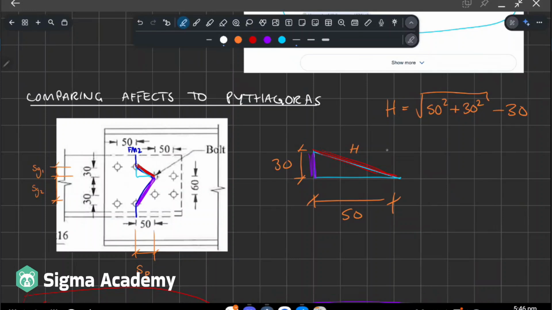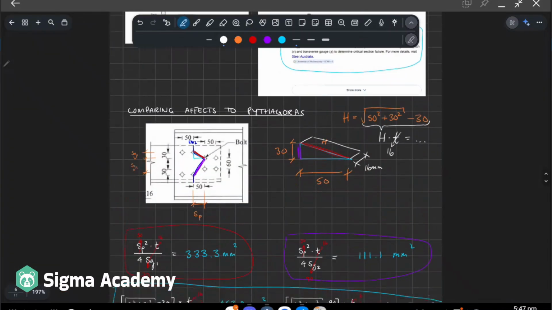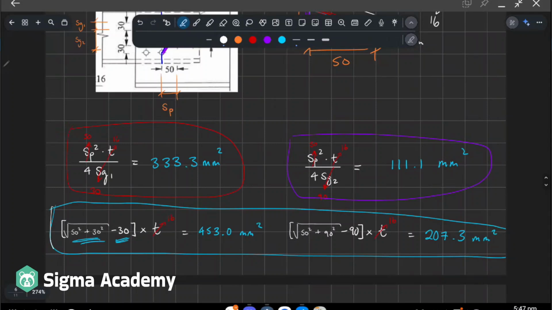And then basically we also have a thickness going that way. So our thickness was 16 mil, I think. So you do h times thickness, which was 16, and then you get whatever. So that's what I did here, right?